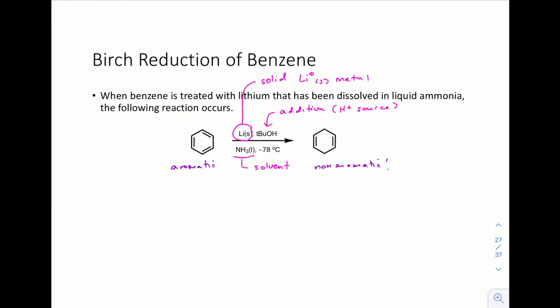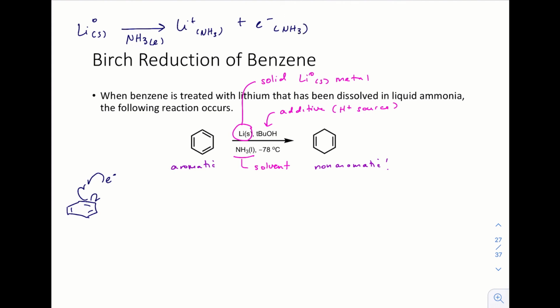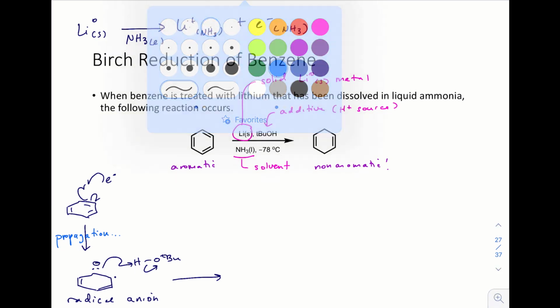Okay, so an aromatic molecule is converted into a non-aromatic molecule. How does that happen? You can go ahead and propose a mechanism on your own. After learning the dissolving metal reduction, you're pretty well equipped to propose a mechanism on your own. The pi electrons of benzene react with a dissolved electron that comes from lithium. And that way, this reaction is very similar to the dissolving metal reduction. A radical anion is formed, which is basic as you would expect, and so it reacts with the alcohol additive in a proton transfer reaction to generate a radical species.